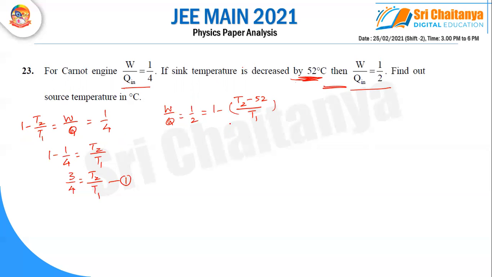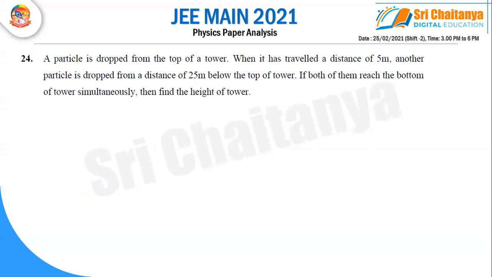And here when we work it out, you are going to get T1 is equal to 208 degrees centigrade. Okay, so we'll move on to the next question. A particle is dropped from the top of a tower. When it has traveled a distance of 5 meters, another particle is dropped from a distance 25 meters below the top of the tower. If both of them reach the bottom simultaneously, then find the height of the tower.